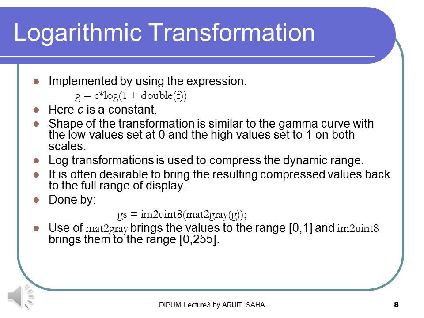Mainly when the intensity value is very less, that means the picture is of blackish nature, then logarithmic transformation becomes a very useful tool to get the details of the picture, and it is done by gs = im2uint8(mat2gray(g)). Use of mat2gray brings the values to the range 0 to 1 and im2uint8 brings them to the range of 0 to 255.